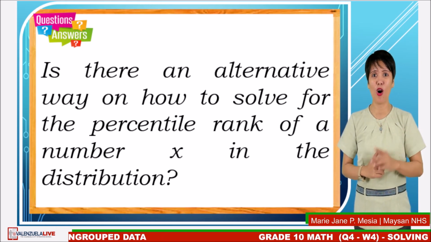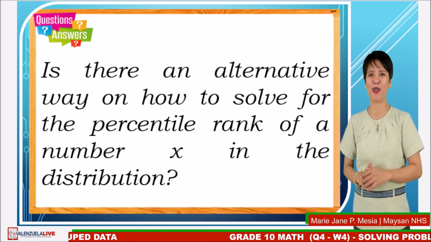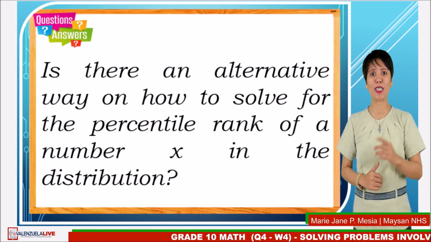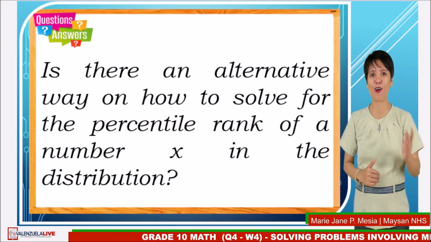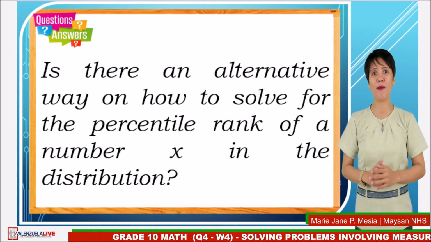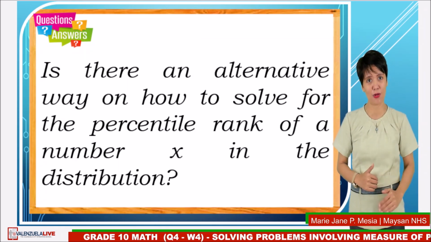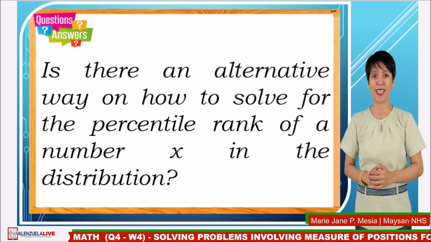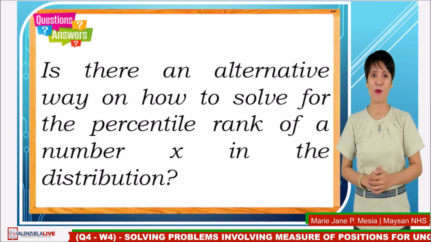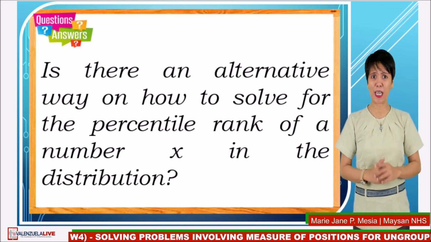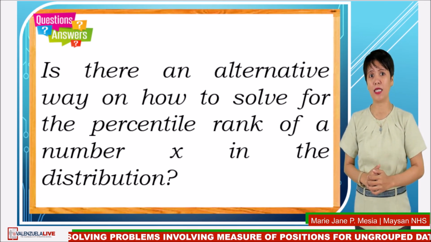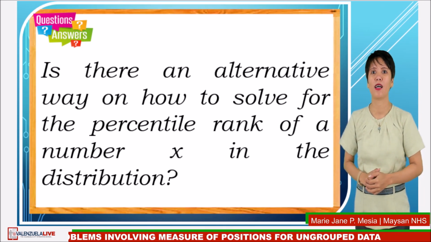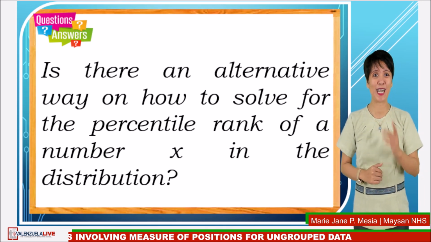But this is only applicable to a small distribution. How? You simply arrange the small distribution in ascending order. Next, count the number of data below the given value, divide it by the total number of data in the distribution, then multiply your answer by 100. But if the distribution is huge, it is better to use the formula that we have. Okay, I think there is no question in our comment box.